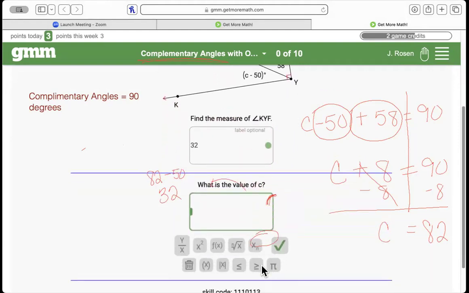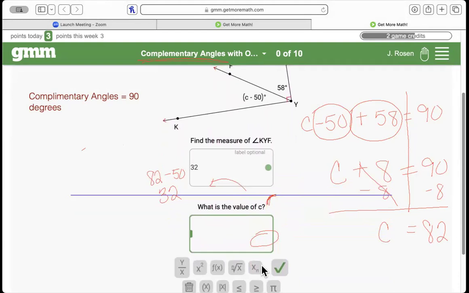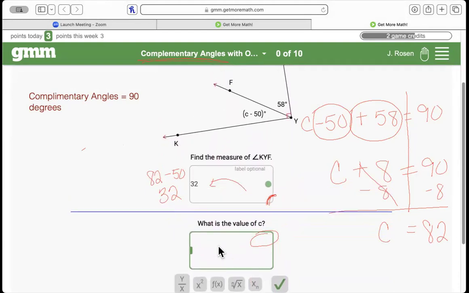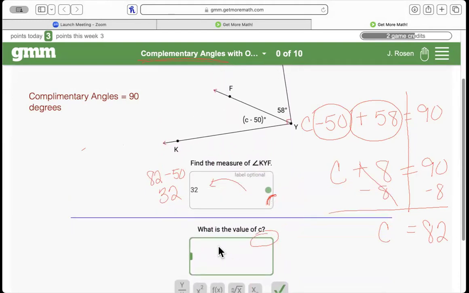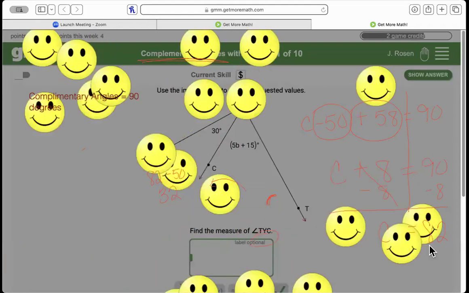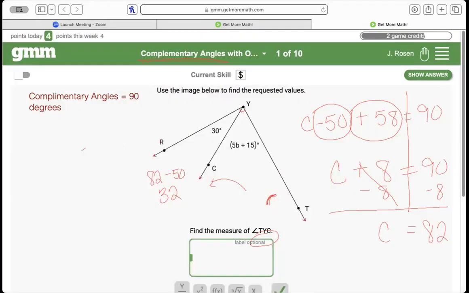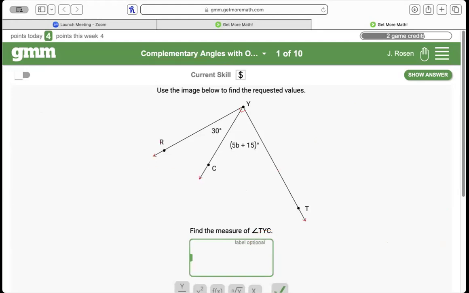Oh, I didn't even see there was two parts here. I was like, why didn't we get smiley faces? So what was the value of C? Sorry about that. The value of C was 82. Now we get the smiley faces. So yeah, make sure you see all the questions. Let me clear my drawings here.